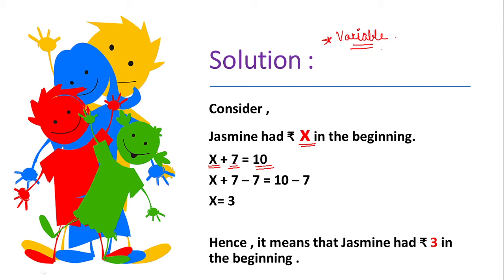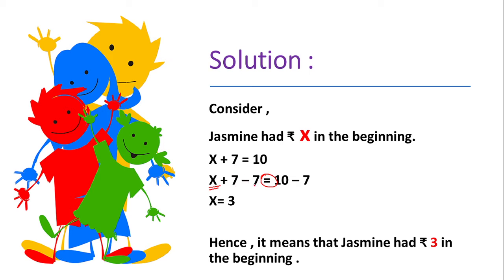So to take out the value of x, what do we need to do? We need to just keep x on the left hand side of the equation. Now this is our equal to sign. On its left hand side we just want the value x, but along with x here we have 7. So to take out this 7, we will subtract 7 on both the sides.